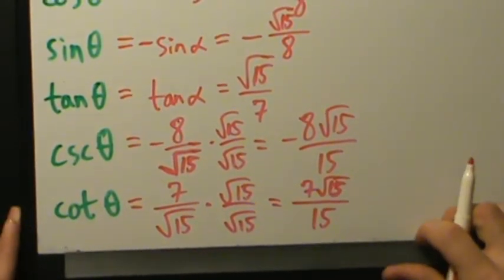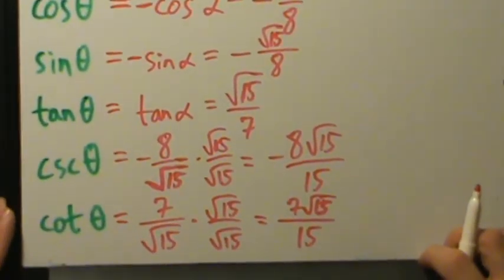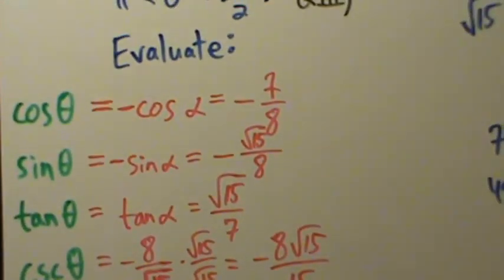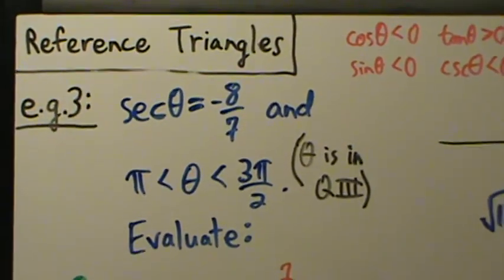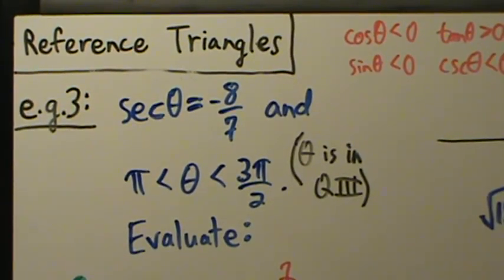Okay, so anyway, that's example 3 with using reference triangles to evaluate trig functions. So here are our answers again, and here was our original problem. So that's example 3 with reference triangles. Example 4 coming up next.